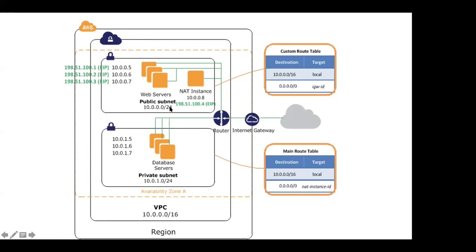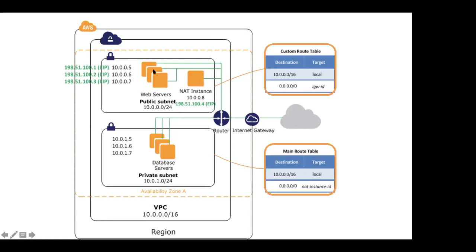How many IP addresses does /24 give? 256. Yeah, 256. See, it's a binary exponential number. Remember that very clearly. So this will have 256 IP addresses.